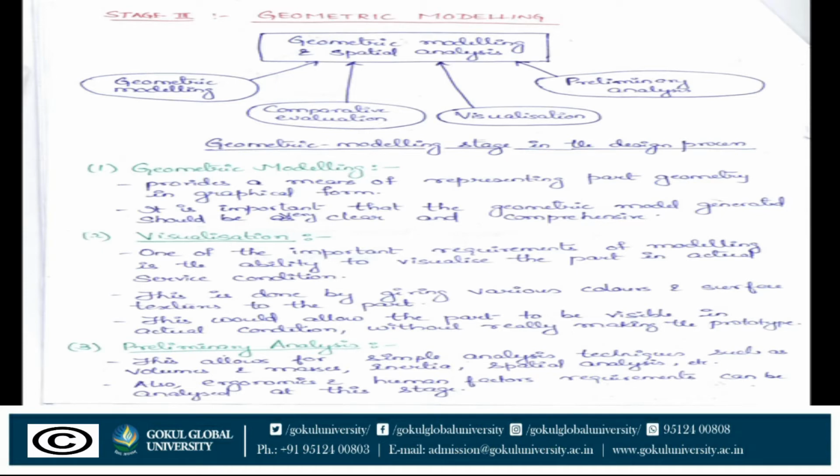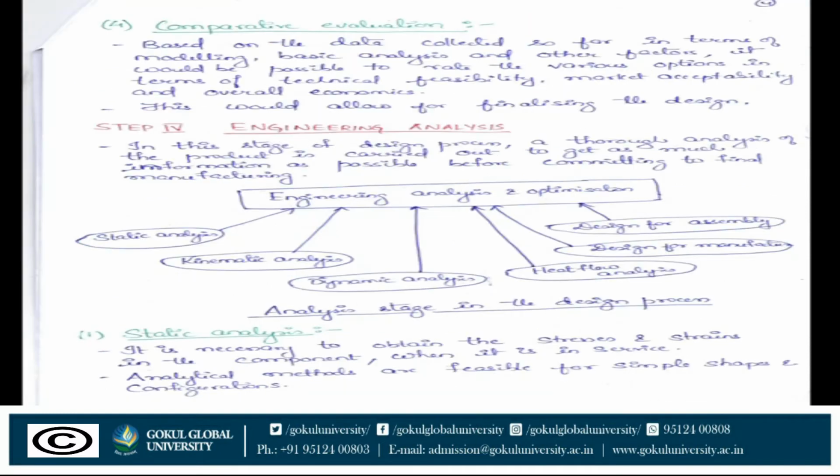Second is visualization. One of the important requirements for modeling is the ability to visualize the part in different software. Third is preliminary analysis. This is the application of simple analysis techniques such as mass, inertia, spatial analysis, also economics and human factor requirements, which are the factors responsible for that.